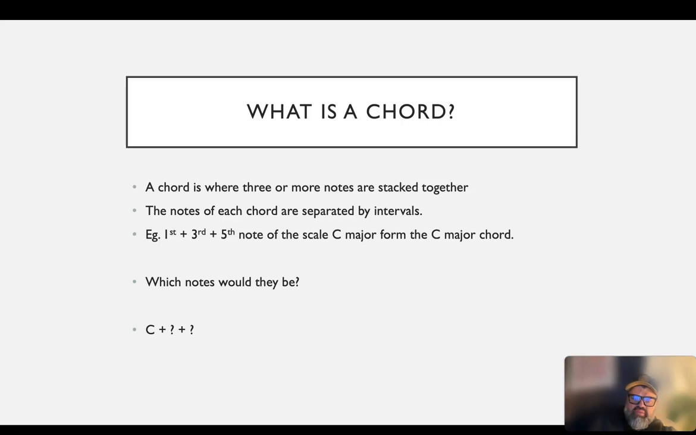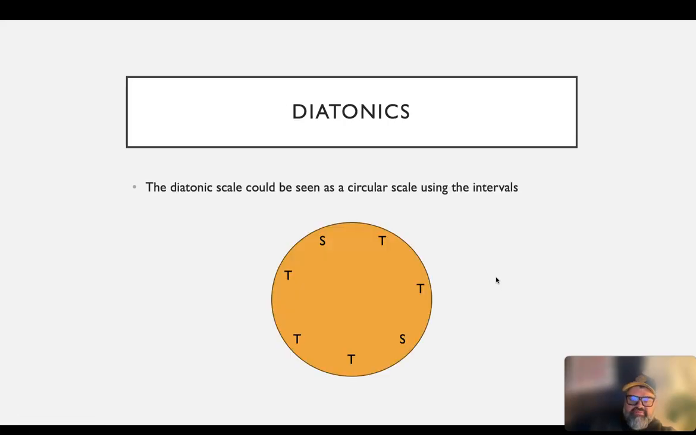So today we're looking at what is a chord, and we know that a chord is three notes from the scale or the key, separated by intervals. In the case of C major, if we were to write out the C major scale, we would have the first, third and the fifth note combined to make the C major chord. And that would be C, E and G.